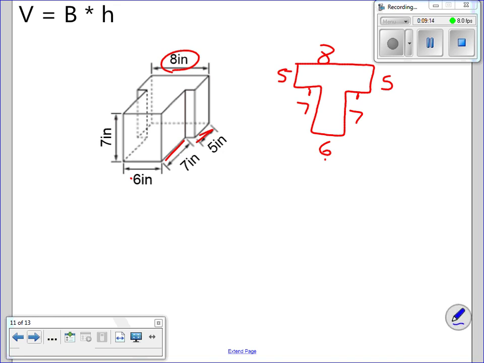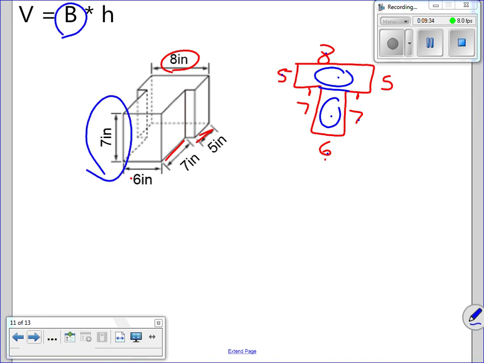I'm going to put this in 2 different rectangles. 5 times 8 equals a number. You're going to see this in your practice tomorrow, so I'm not going to give you the answer, but I'm just going to show you how to work it out. 6 times 7 will give you a number. These 2 numbers, when you add them up, will give you the area of the base, which is your big B. Once you have your big B, you're going to take a look at the shape. What is the height of this shape? It's 7.